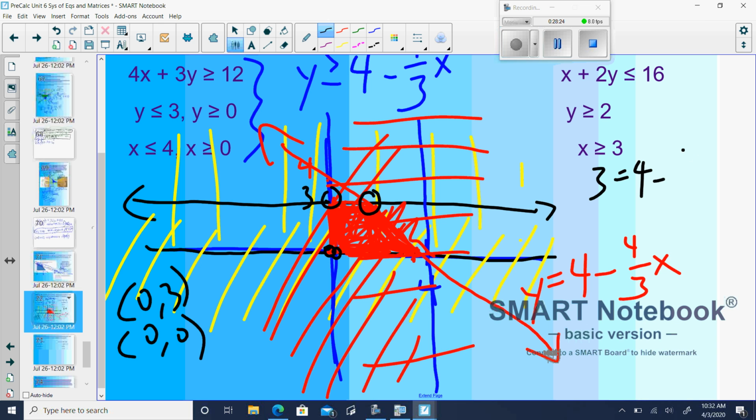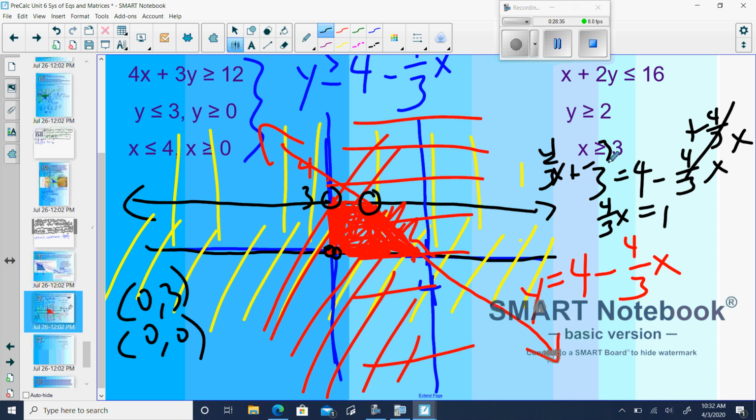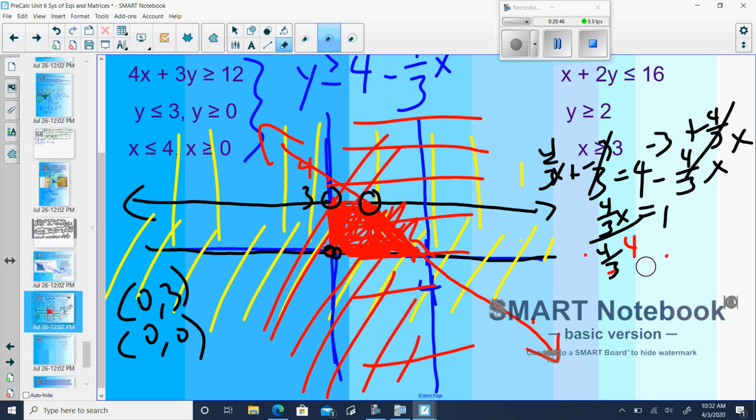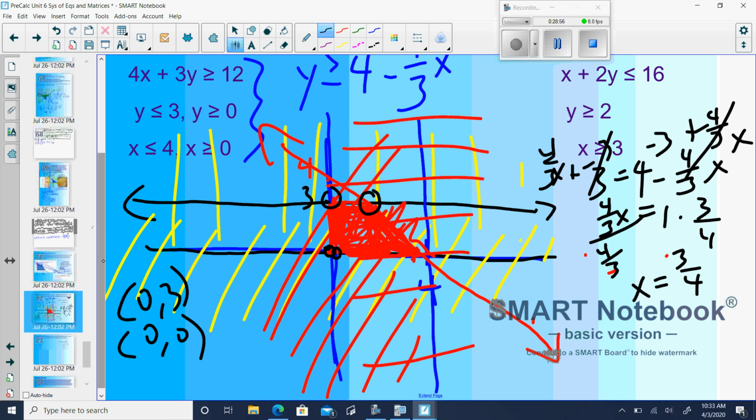So 3 equals 4 minus 4/3 x. So 4/3 x equals 1, because I'm going to add 4/3 x on both sides, take away my 3. And then when you divide by a fraction, keep change flip, you multiply by the reciprocal, right? So x equals 3/4. So we have 3/4 and 3. So that's 3 of these.